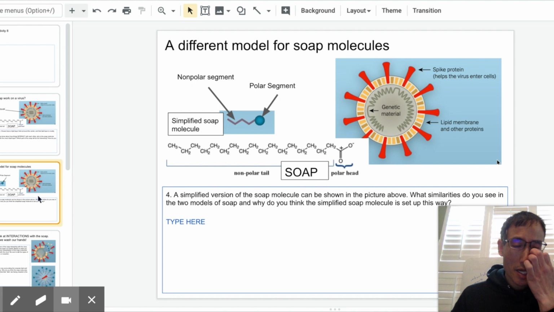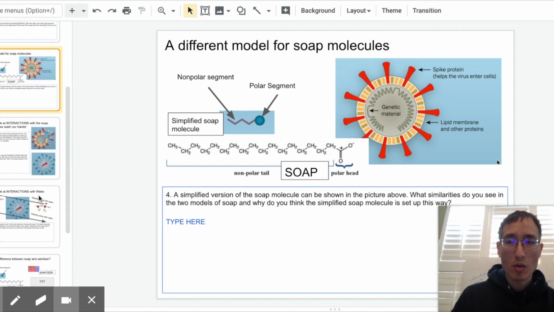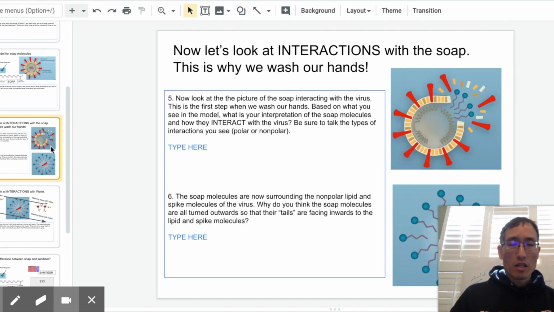This next slide is going to look at a simplified version of a soap molecule. So how does this compare to this? We're going to write about that. What do you see going on here with those two pictures? And why might I use this as part of the model?